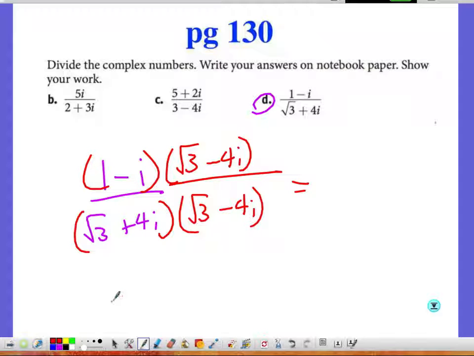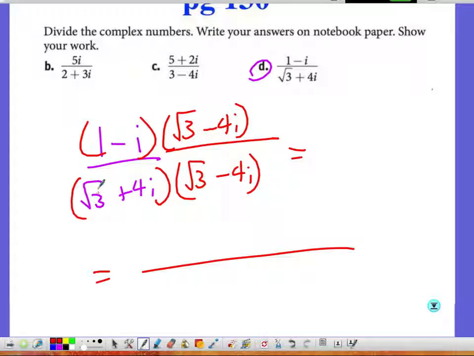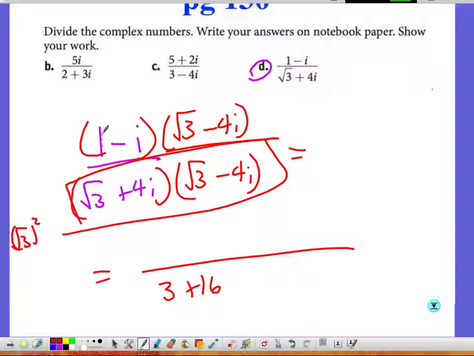Again, we want to use the shortcut here. You take the square root of 3 and square it. Well, square root of 3 squared is basically 3. 4 squared is going to be 16. I love the shortcut. It's just so easy. Now basically the real work is doing the numerator.